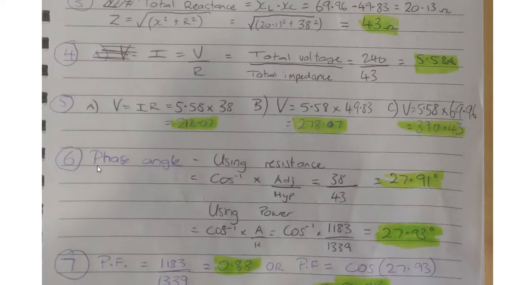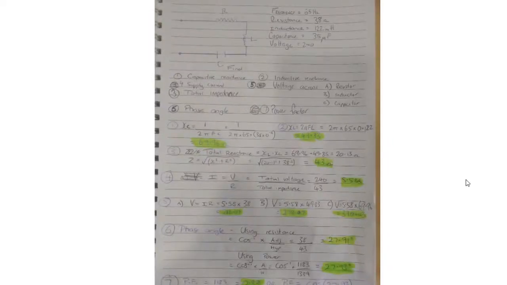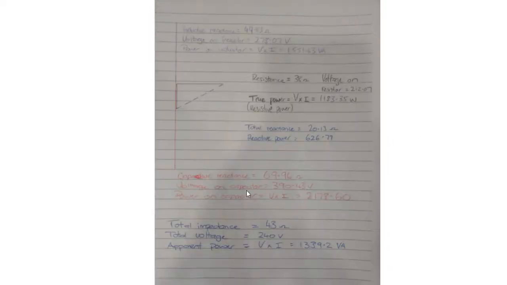Question 6 was the phase angle. So are we leading or lagging? And what is the angle? So I've written here, using resistance and using power, because there's actually a couple of ways that we can do this. If we look back at this triangle here, you see that I've written for each component.